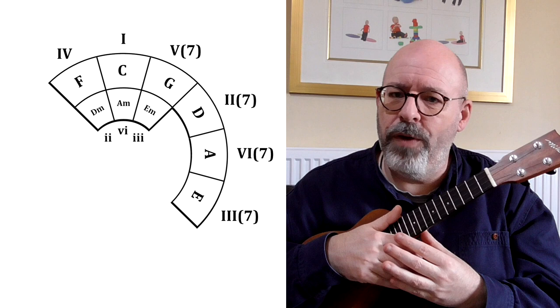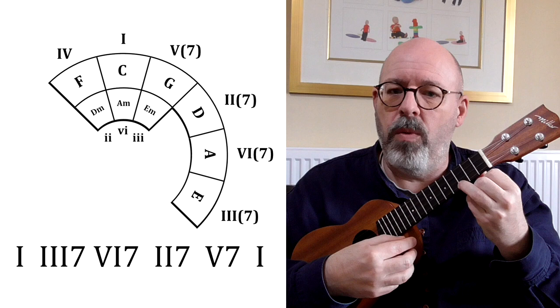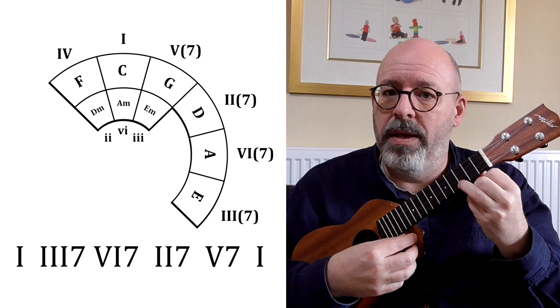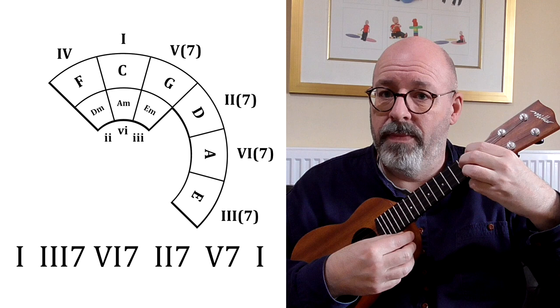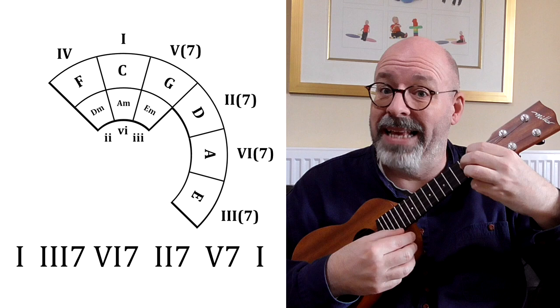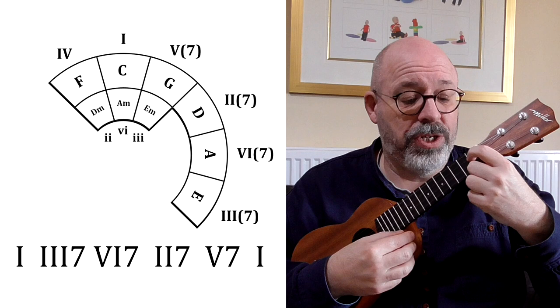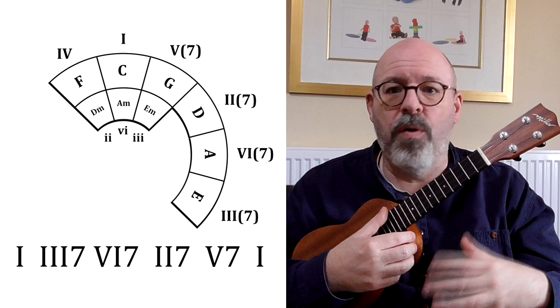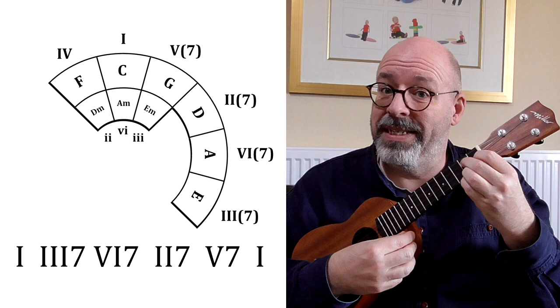If you try going from the one chord, and we'll do it in C to start with, and jump all the way round to the three chord, but not minor, and played as a seventh, you'll see that that's an E. Play it as an E7. Then we're going to go to the six chord, and it's going to be an A7. And then we go to the two chord, which is going to be a D7. Then we go to the five chord that we've already had because it's in our little group of six at the top. Play that as a seven, G7, and C.